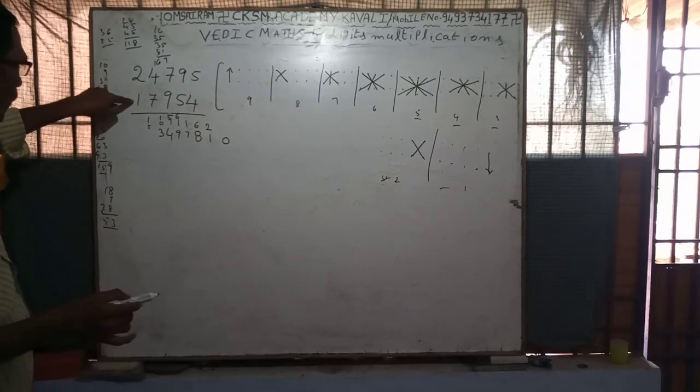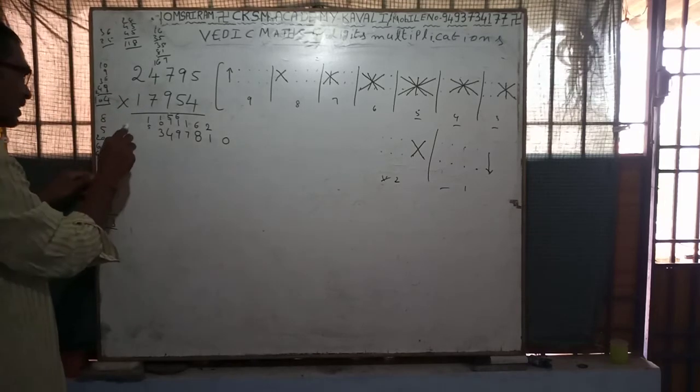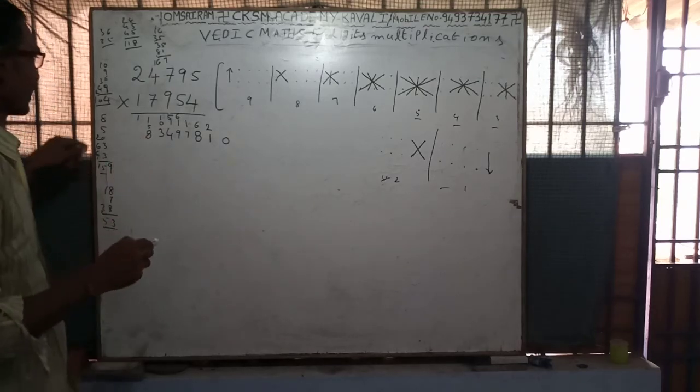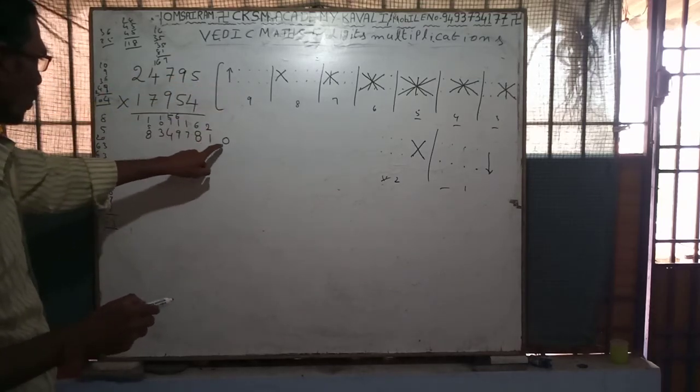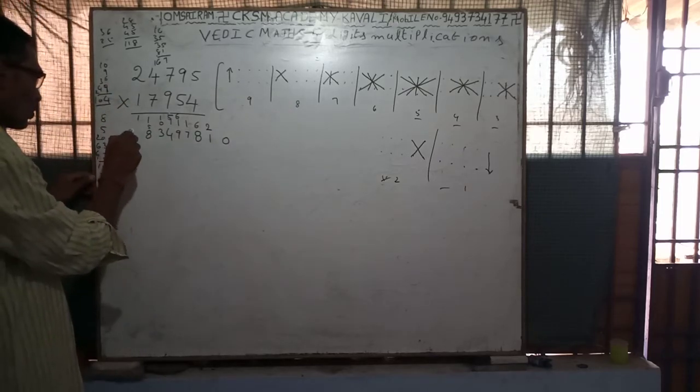4 1s are 4. 7 2s are 14. 14 plus 4 is 18. So we write here 1 and here 8. Next, the 9th step. 2 1s are 2.